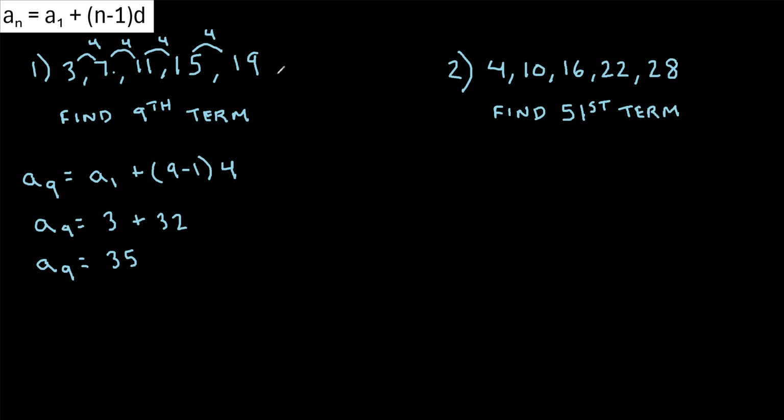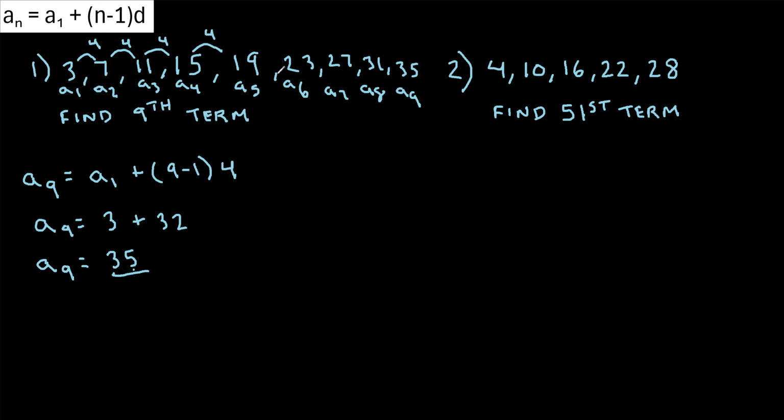And if we want to double check that this is correct, here we have a sub 1, that's the first number, a sub 2, a sub 3, a sub 4, a sub 5, a sub 6 would be 19 plus 4, that's 23. A sub 7 would be 23 plus 4, that's 27. A sub 8 is going to be 27 plus 4, which is 31. And then lastly, a sub 9 would be 31 plus 4, which is 35. So that matches the number that we got down here.